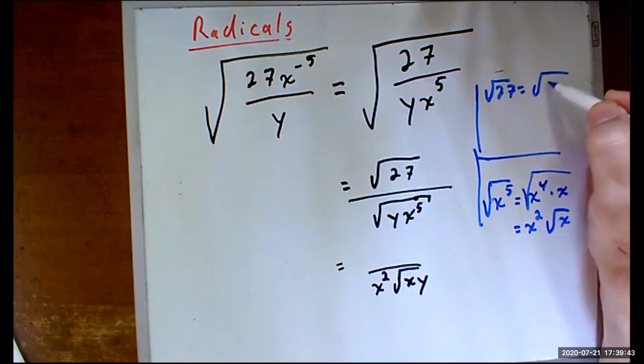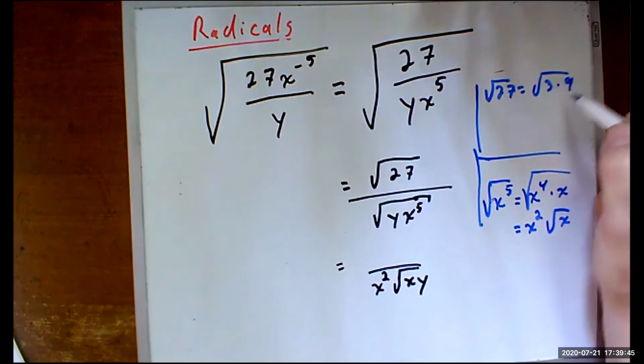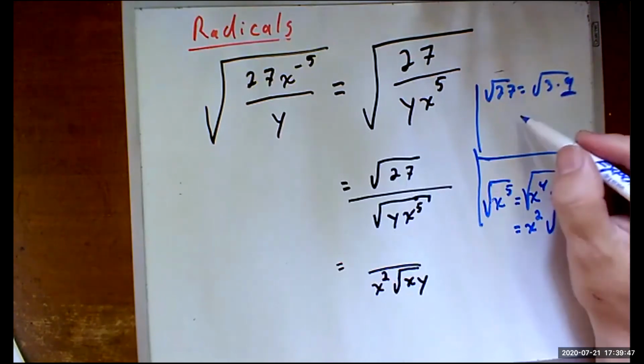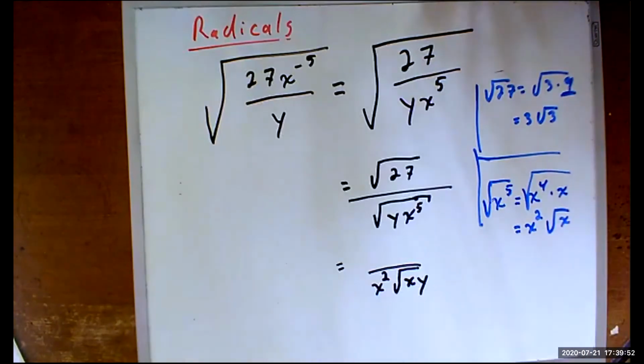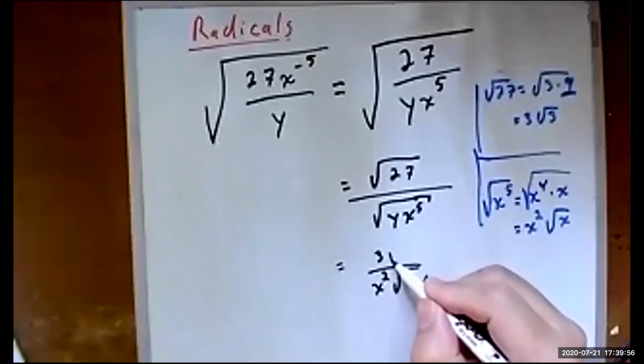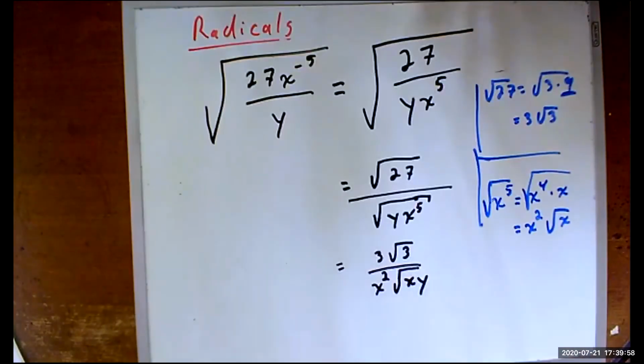At the same time, I can take a look at 27, and I'll do the same sort of sidebar. 27 is the same as saying 3 times 9. I can take the square root of 9, and I end up with 3 root 3. So that's what I get here.